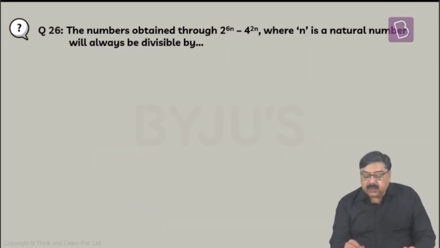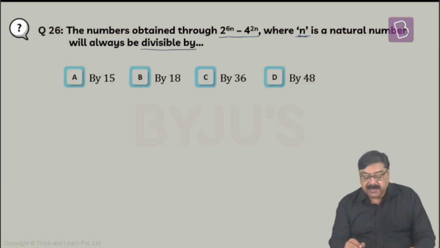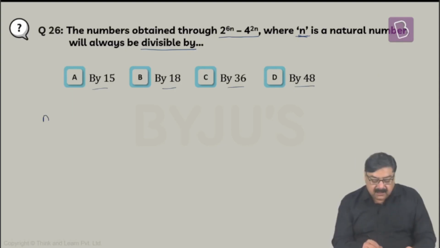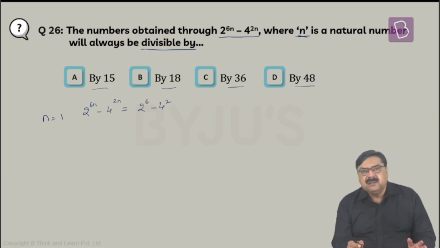The numbers obtained through 2 raised to 6n minus 4 raised to 2n, where n is a natural number, will always be divisible by 15, by 18, by 36 or by 48. Take an instance. For n is equal to 1, 2 raised to 6n minus 4 raised to 2n should be equal to 2 raised to 6 minus 4 raised to 2. The value of n is 1. Now we know that 2 raised to 6 is 64, from which we subtract 16. So what we get here is 48.